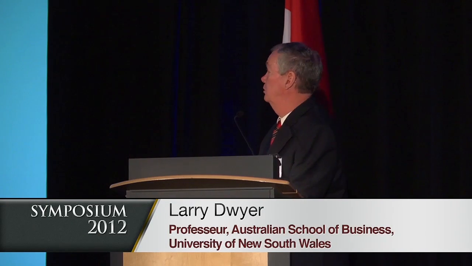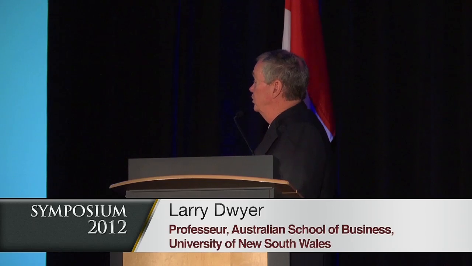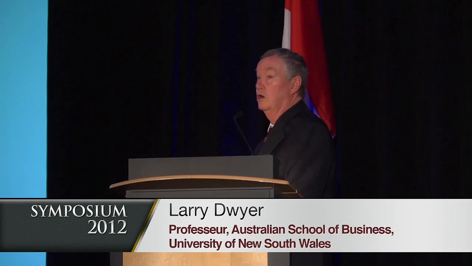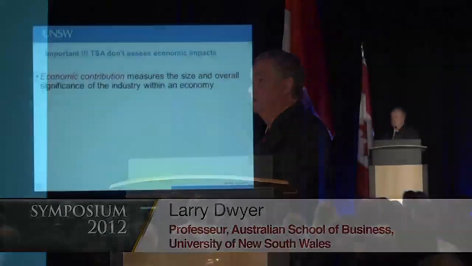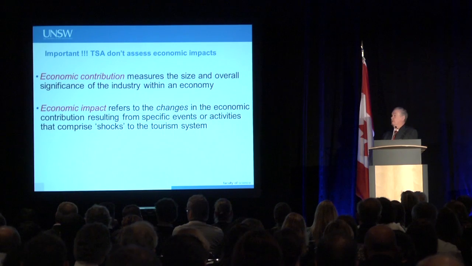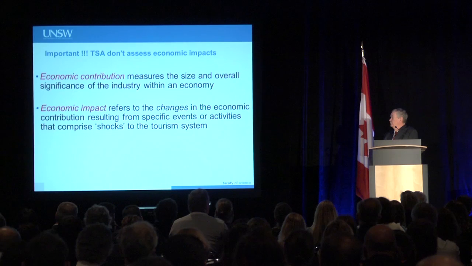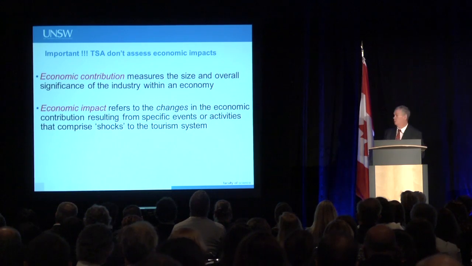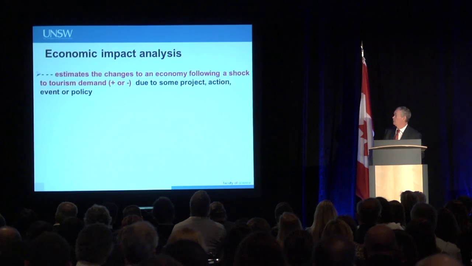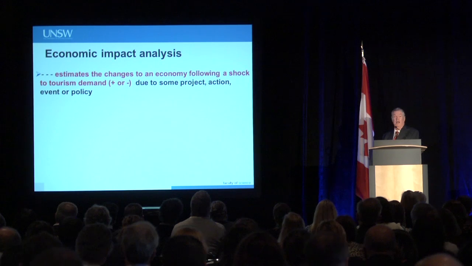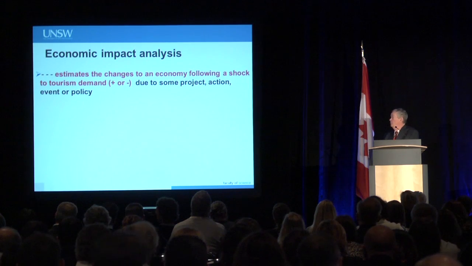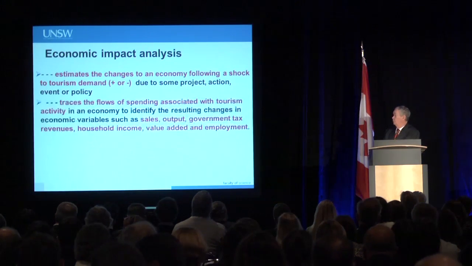Economic contribution measures the size and overall significance of the industry within an economy. That's what tourism satellite accounts measure. Economic impact, however, refers to the changes in the economic contribution resulting from specific events or activity, comprising shocks to the system, whether those shocks are positive or negative. So this gives me an excuse to now briefly talk about economic impact analysis, the changes to an economy following a shock to tourism demand, whether it's a positive or negative shock.